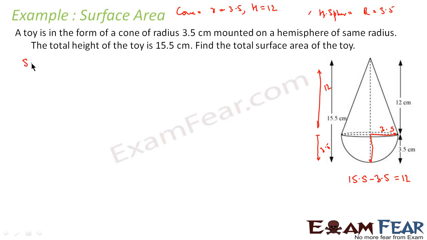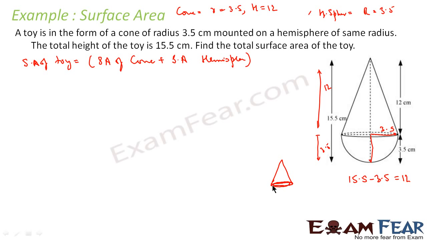Now we have to find the total surface area of the toy. So again the same thing, surface area of toy will be equal to surface area of cone plus surface area of hemisphere. Why? If you see this also, this is created using two parts. Let me draw this again. This is my cone and this is my hemisphere. So if you break this figure, this is exactly what we are talking about.